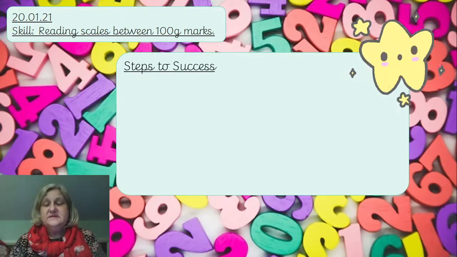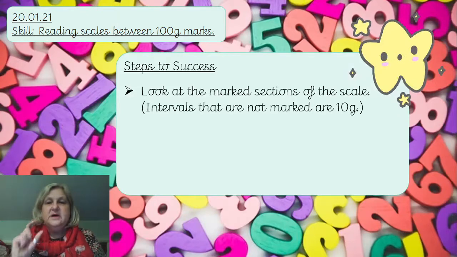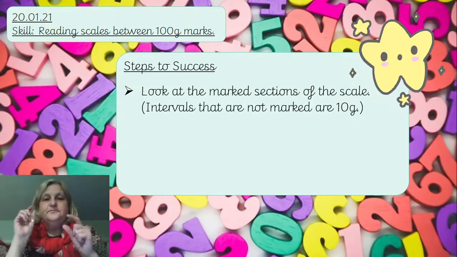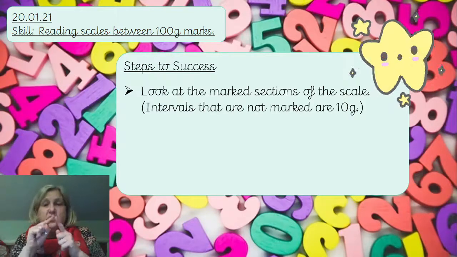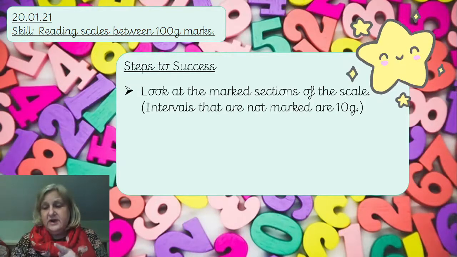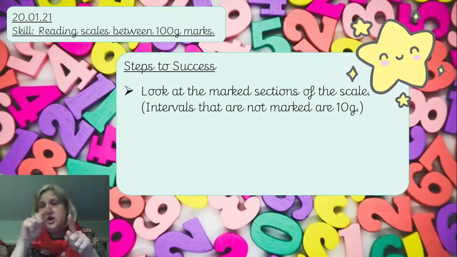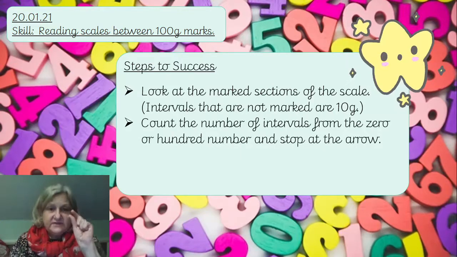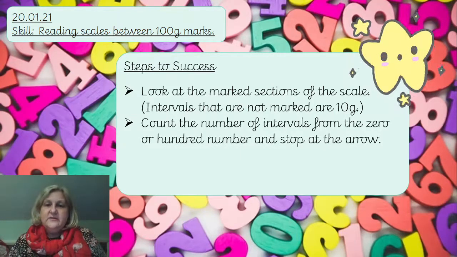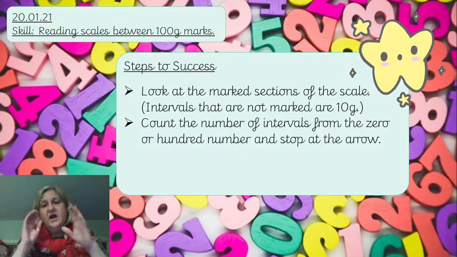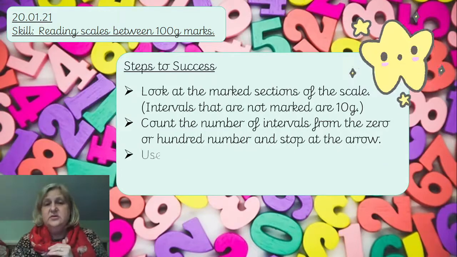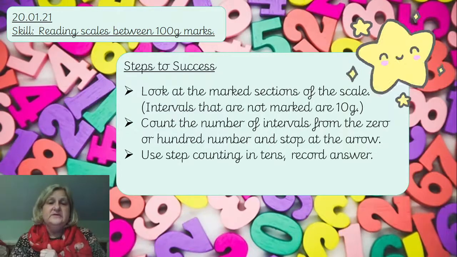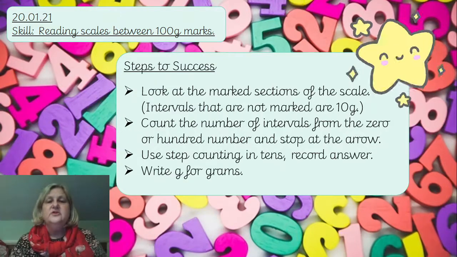So our steps to success today. Looking at the marked sections of the scale, so you're looking at the grams on there. The intervals that are not marked on there are 10 grams. The marked sections are the 100 grams on your scales today. The unmarked ones are worth 10, the little tinies. So you're going to count up the number of intervals from the 0 or that 100 number and stop when you get to the arrow. And then you can step forward by counting in your tens, put your answer in and write your G for grams. So that's it really.